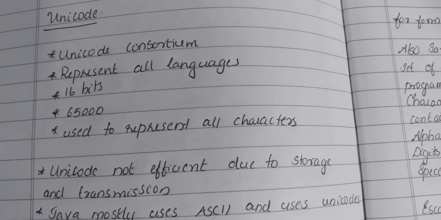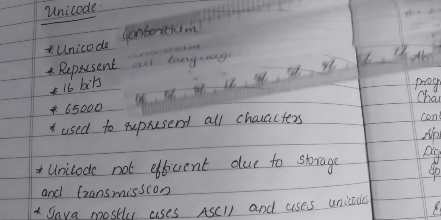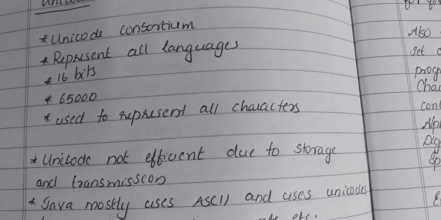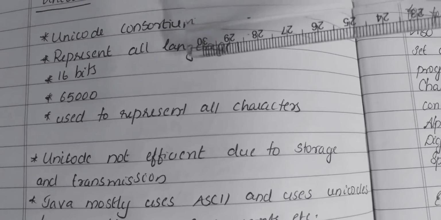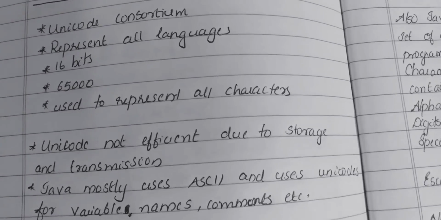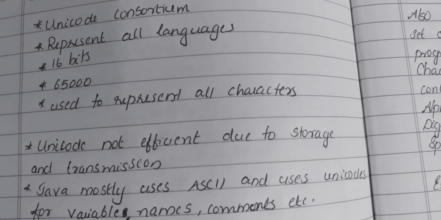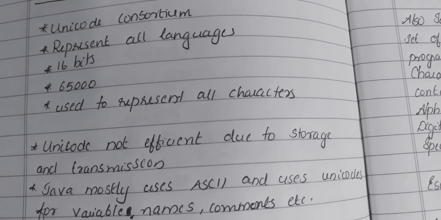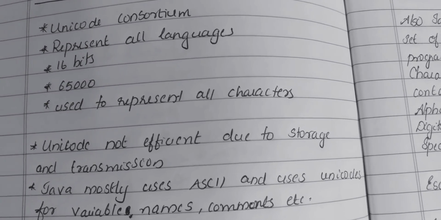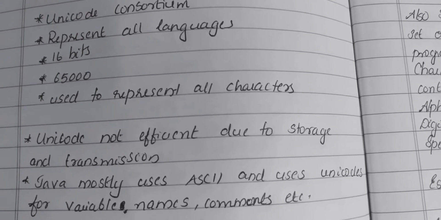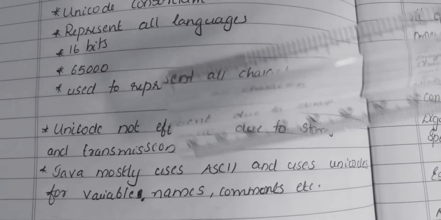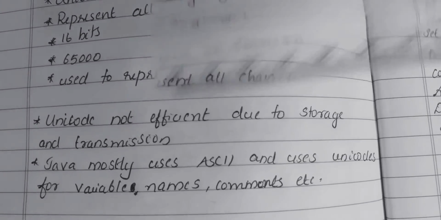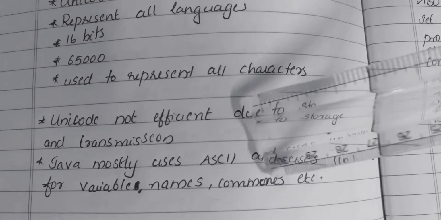But there are some disadvantages of Unicode: it is not efficient in terms of storage and text transmission. Since it needs a large amount of storage, it is not that efficient, and for text transmission Unicode is not that efficient either. That is the main advantage of ASCII. In ASCII, we need less storage and text transmission is easier. Java mostly uses ASCII, and it also uses Unicode for variable names, comments, etc.